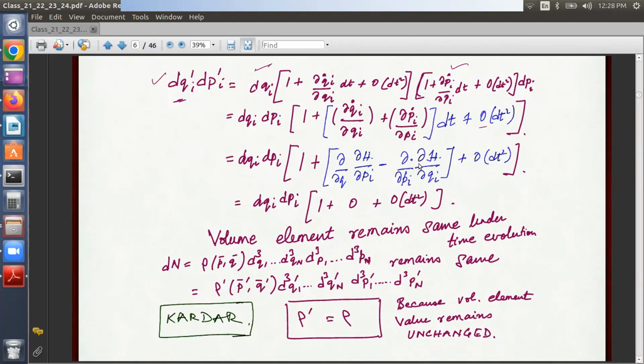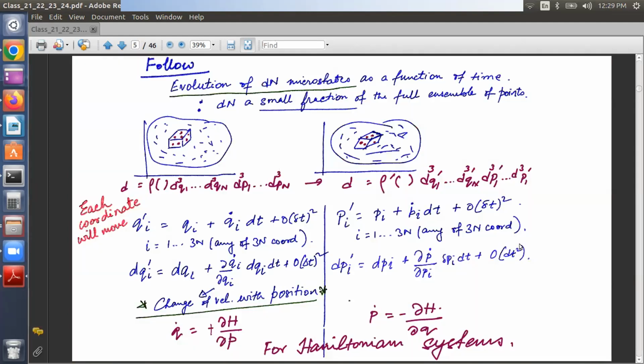Then it will be equal to 0. So these two terms cancel, and what we get in turn is dq dash dp dash equal to dq_i dp_i. And similarly, we can do the same thing for all 6n-dimensional coordinates. And the consequence is that the volume element has changed, the coordinates have changed, the shape might have changed, but the total volume element remains the same under time evolution. And since we are considering that the same number of points are occupying a different volume in phase space, the volume has to be the same.